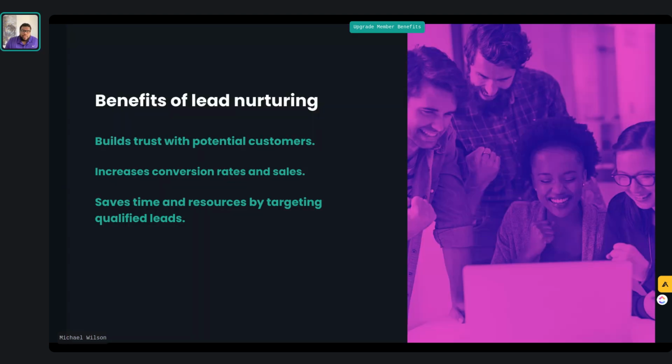Now, the benefit of lead nurturing is that it helps you build trust with your potential customer, right? Why? Because nurturing campaigns allow you to show authority, to show thought leadership, to show expertise, to show benefits of your service or product, to show case studies, right? The proof and authority. Lead nurturing allows you to do all this consistently.